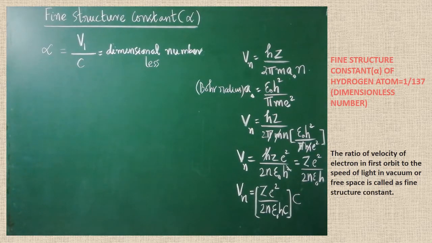How to start the derivation? That is a very important one. Already we have derived the expression for Vn. What is Vn? The velocity of the electron in any orbit, measured by Vn. The Bohr radius expression is also already derived: a naught is equal to epsilon naught h square divided by pi m e square. So in the velocity expression a naught is there, and this a naught must be replaced by this expression. After substituting, finally you get the new expression for the velocity of the electron in the nth orbit: z e square divided by 2 n epsilon naught h. Just for mathematical convenience, multiply by c and divide by c. Are you clear? This is just an adjustment I have done.